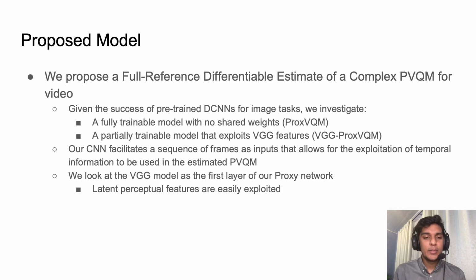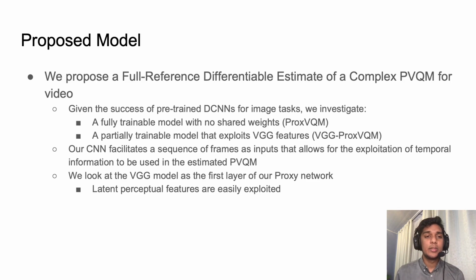To overcome the shortcomings of using the still image models for video, we propose a full reference differentiable estimate of a complex PVQM for video. Given the success of pre-trained deep convolutional neural networks for image tasks, we investigate both a fully trainable model with no shared weights and also a partially trainable model that exploits VGG.